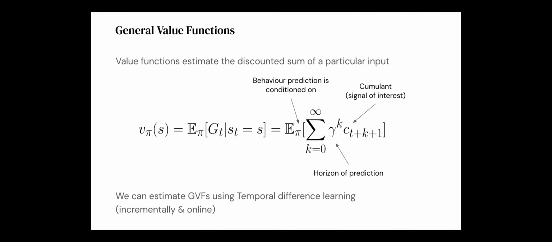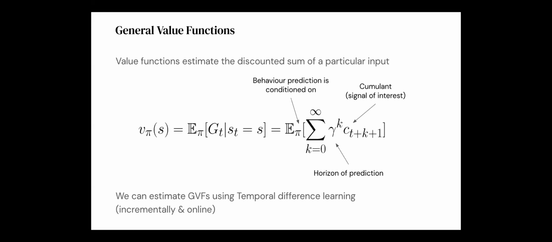So without getting too far into the weeds of general value functions, there are 3 parameters that I want you to keep in your mind. The first being the policy, which is the behavior that an agent is engaged in when it's making this prediction, or the behavior that the prediction is conditioned on. The second is the cumulant, the signal of interest that is actually being anticipated by a GVF. And then the third is the discount, the horizon, or the temporal timescale that the prediction is being made over.